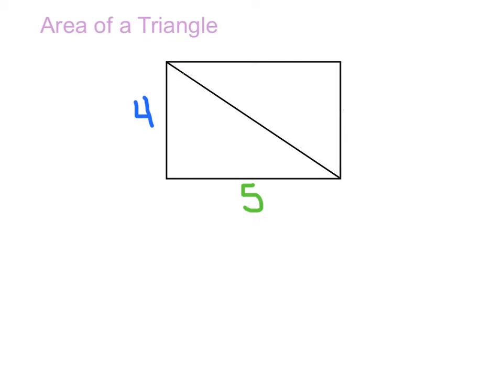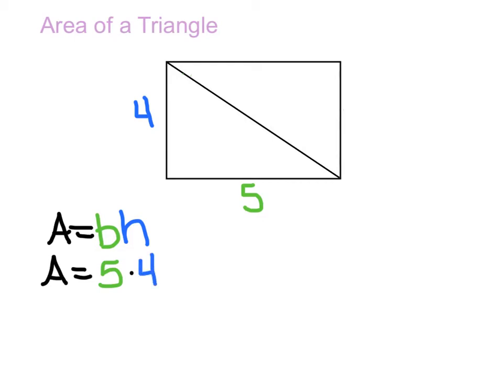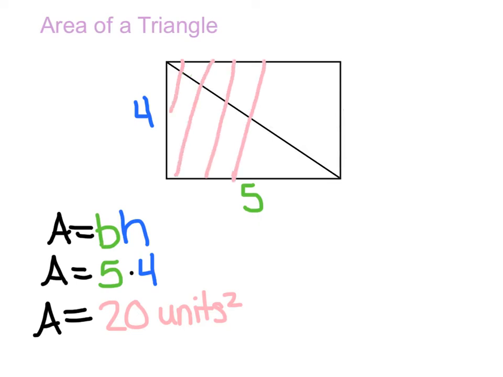So now I'm going to find the area of this rectangle, and we already know that we can do that by multiplying the base times the height. So my area is equal to 5 times 4. So the area of this rectangle is equal to 20 units squared. So that 20 units represents this whole entire area that the rectangle covers.